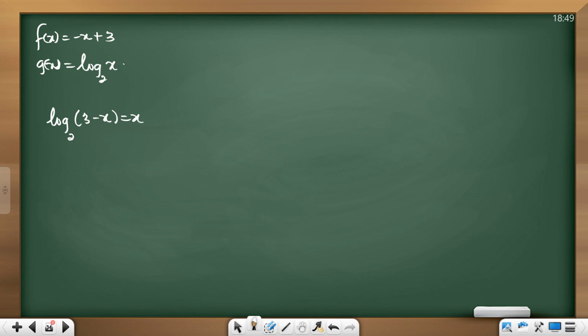Okay. All right. 3 minus x equals 2 to the power of what? X. Right? 3 minus x. Wait, is there a 3 minus x? Do we have 3 minus x? Go back to the original equation. Minus x plus 3 is the same thing as 3 minus x. Is it the same? It's the same. It's still the same, like 2 minus 5 and minus 5 plus 2. It's the same.